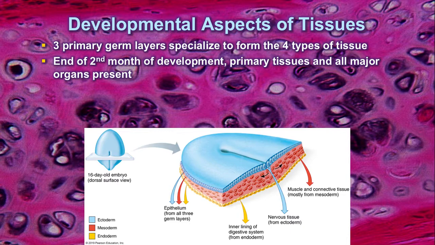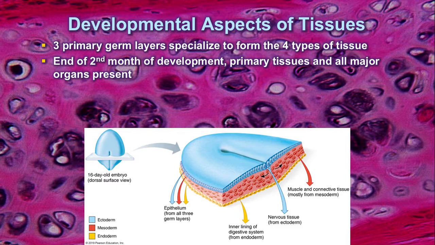And then the red layer in the middle, the mesoderm, becomes the muscle and connective tissue because there will be mesenchyme in this area that will then become all the different connective tissues. Then you see the epithelium can arise from any of the 3 germ layers. It just depends on where it's located.